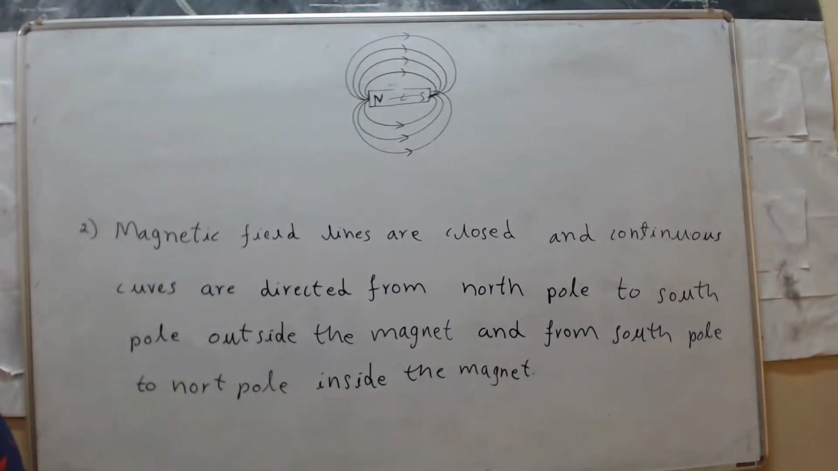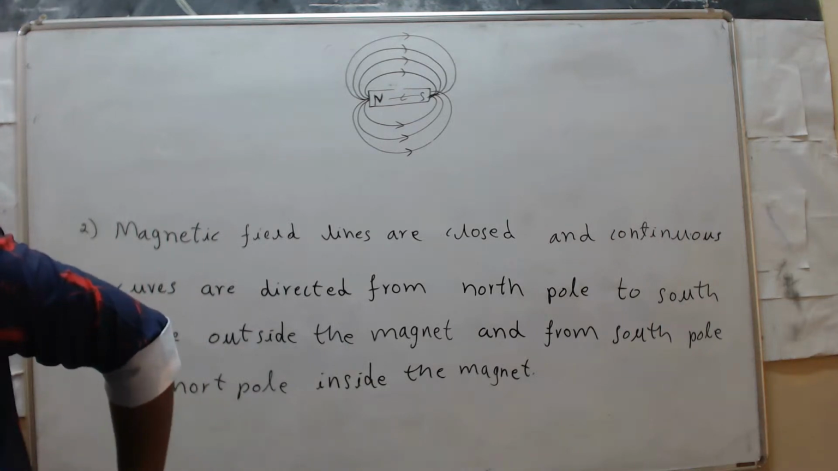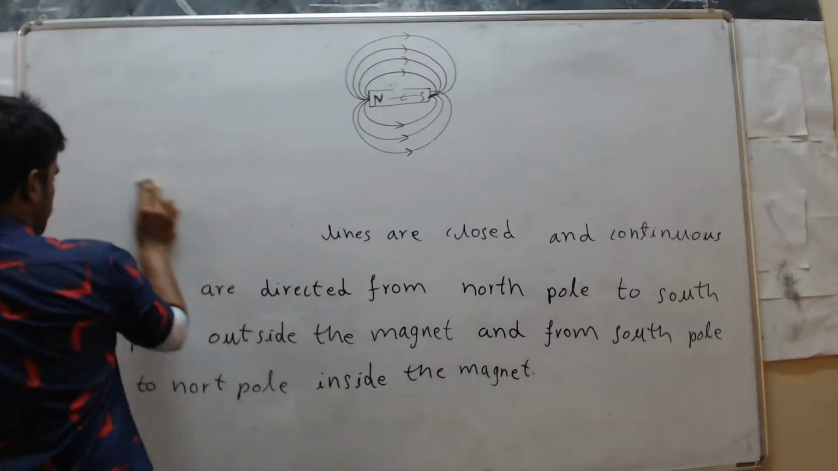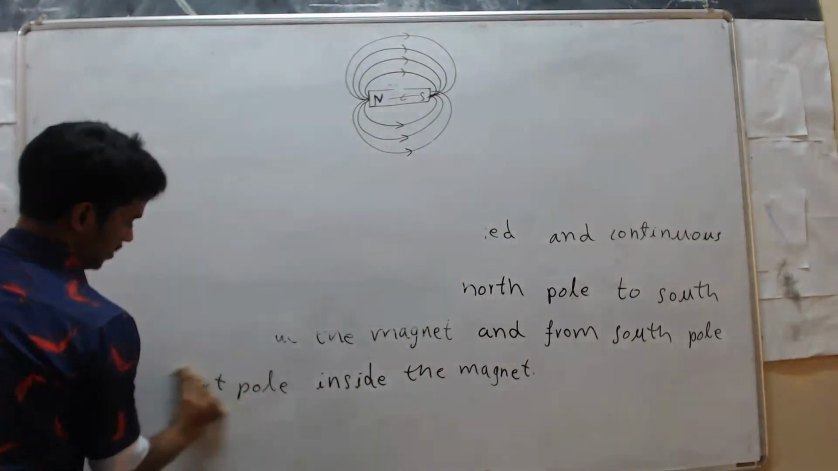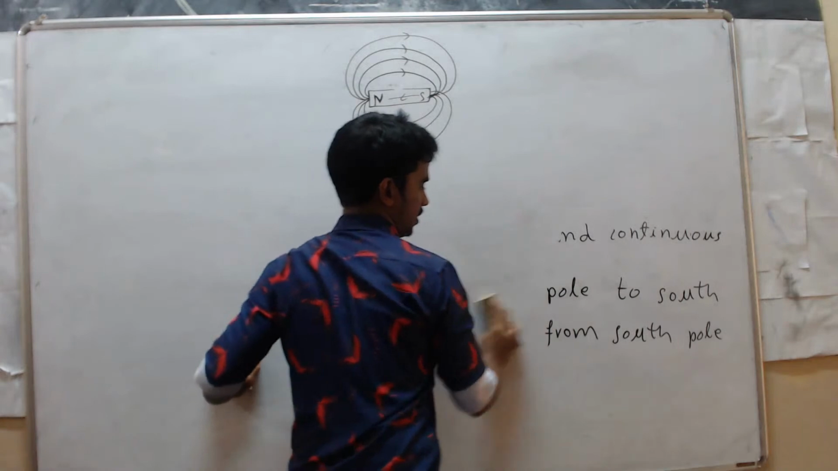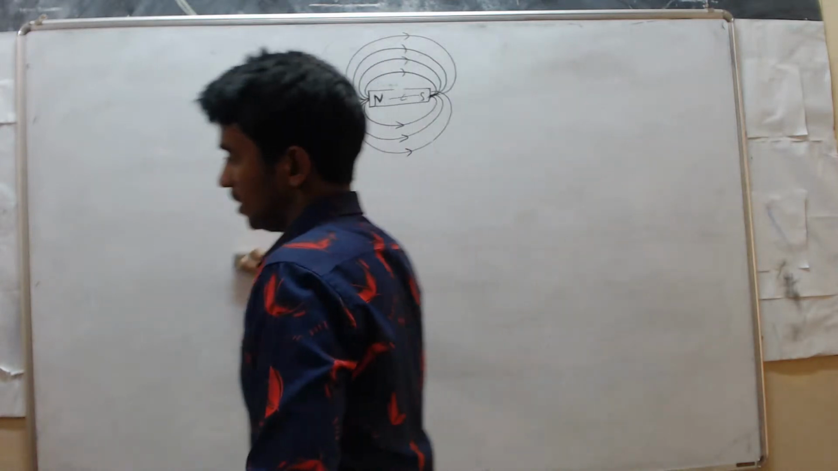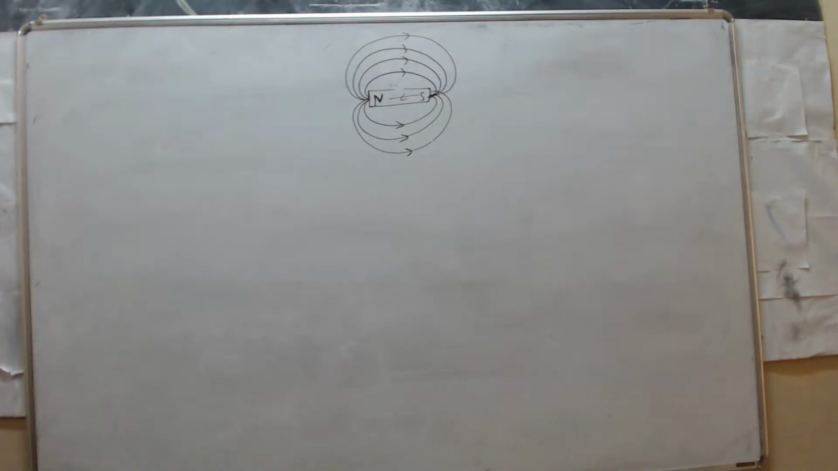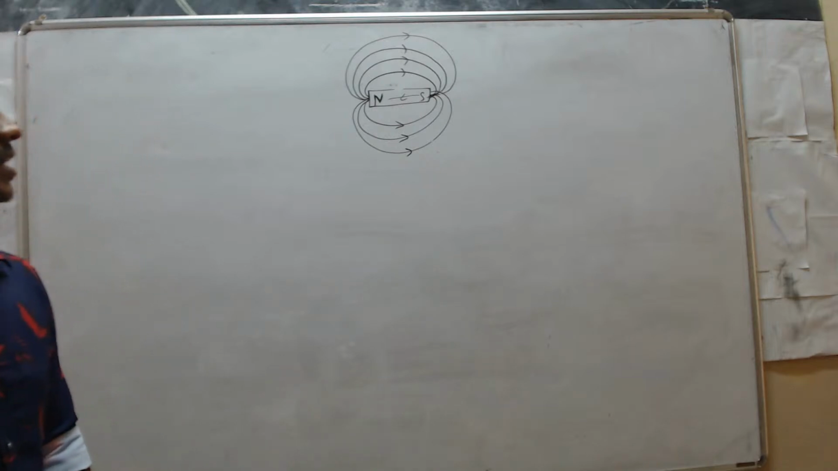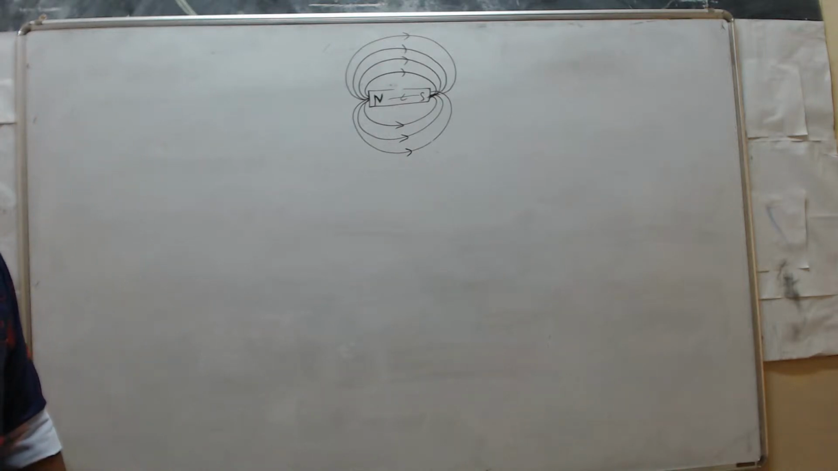Next, the third one, I will explain. So here is the third property of the magnetic field lines: magnetic field lines are closer together in the region where the magnetic field is strong, and are widely separated in the region where the magnetic field is weak.